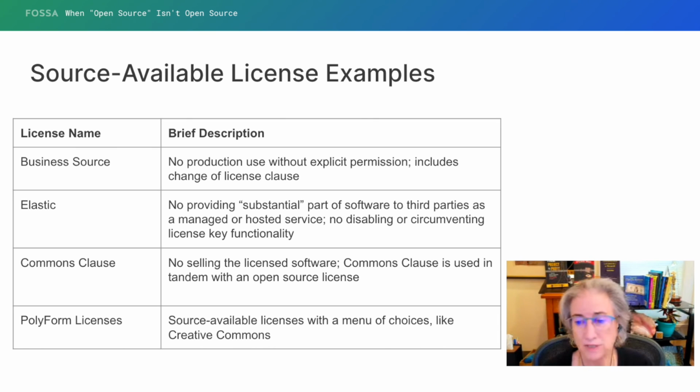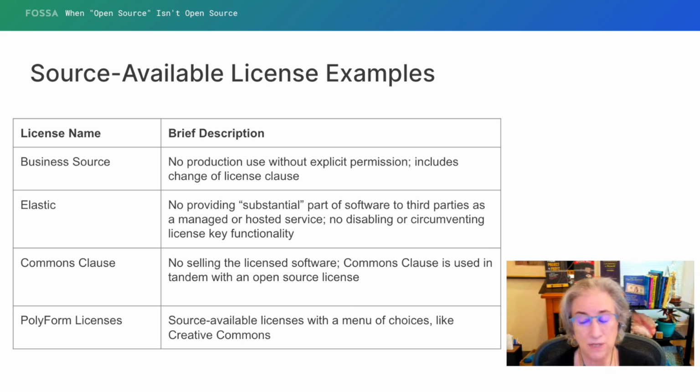Polyform is a project that I worked on with some other lawyers who are in the open source space to create a kind of Creative Commons-like menu of choices for source available licenses. And so if you look at Polyform, you would see various choices like non-commercial, evaluation only, and even some that are kind of similar to the Elastic type of restriction. So these are some of the most common ones you'll see.